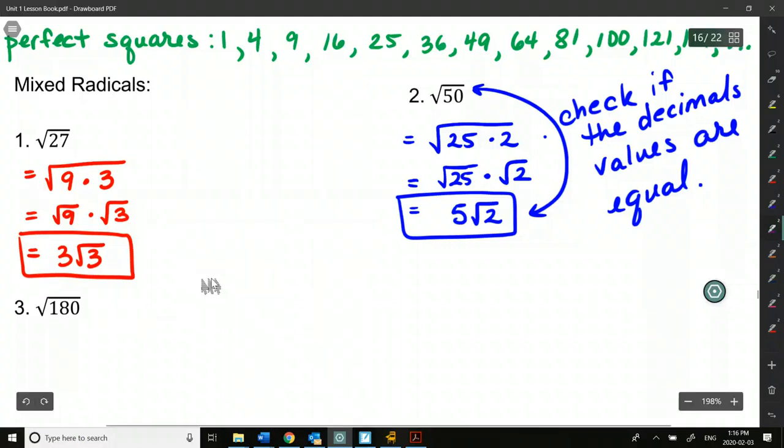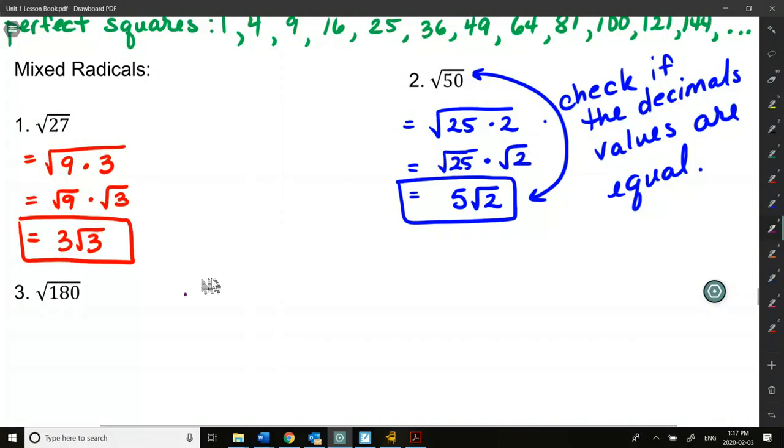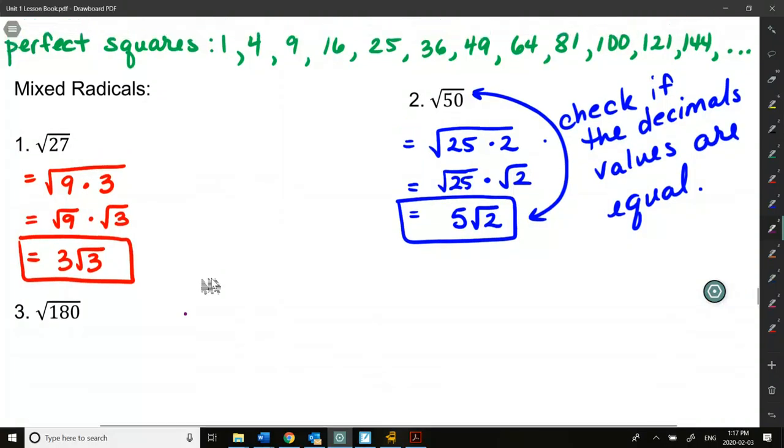Okay, getting a little bit bigger here, 180. Olivia? Ooh, 36 and 5. Okay, why wouldn't I choose 9 and 20? Because you can't see what we can. We could. What do you think, Olivia?